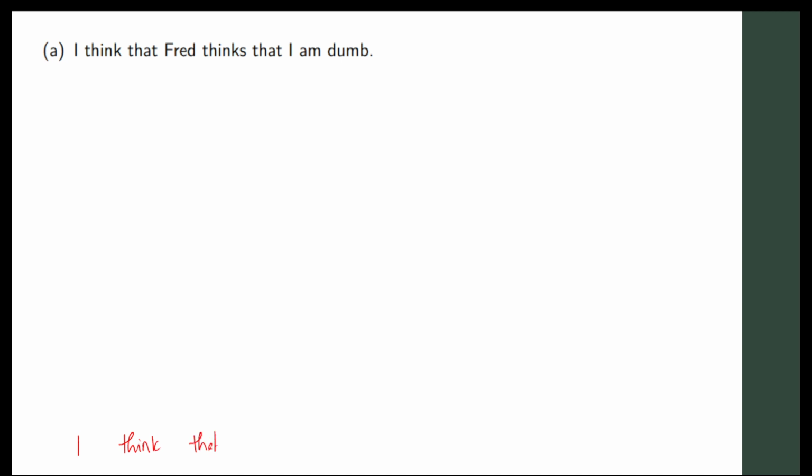I think that Fred thinks that I am dumb. So this question was very similar to the Steve knows that Mary knows that I know question. So we can start labeling our categories. I is a pronoun, think is a verb. That is introducing a new clause, Fred thinks that I am dumb. So this is a complementizer.